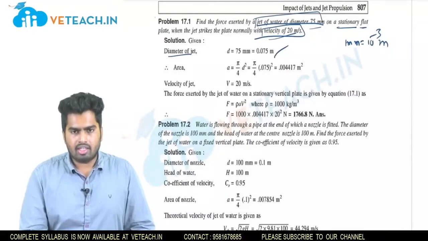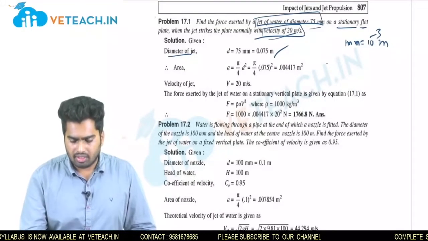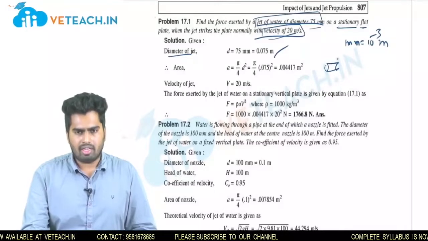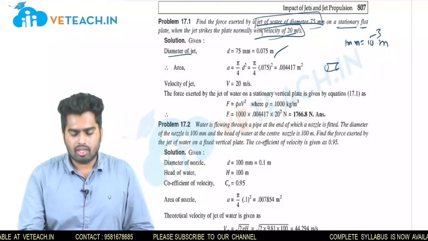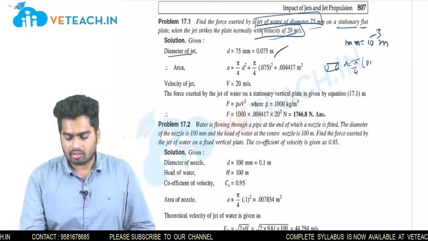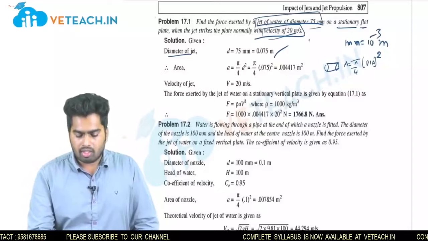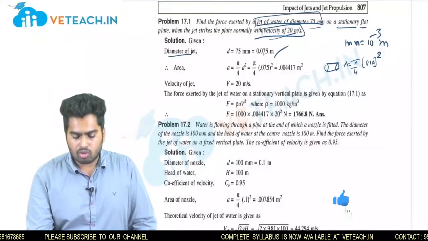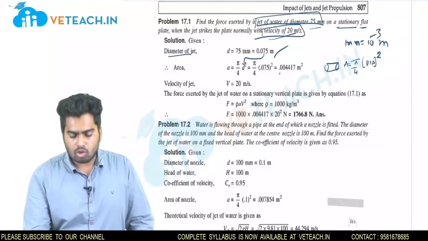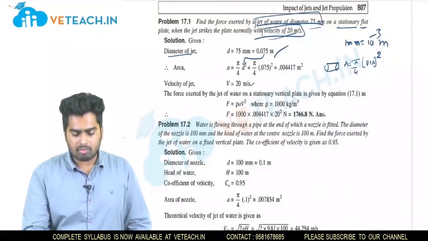Next we have to find the jet area, which is pi by 4 d square. How does this formula come about? The jet looks circular in shape, and for any member having diameter d with circular shape, the area A equals pi by 4 into diameter square. If I substitute the diameter d value, which is 0.075 meters, we get 0.004417 meter square.